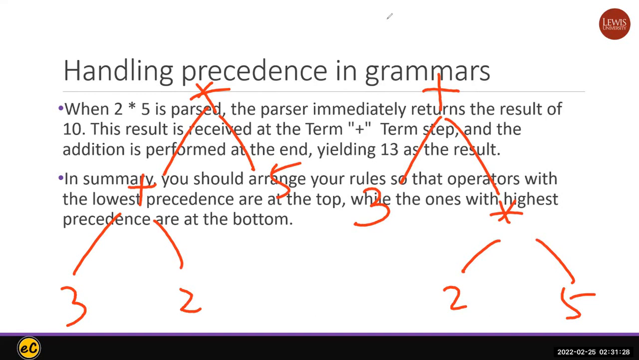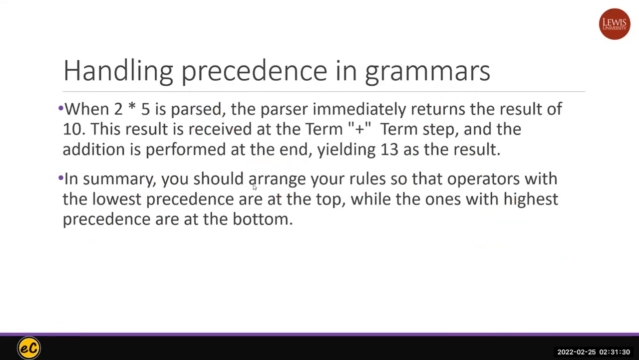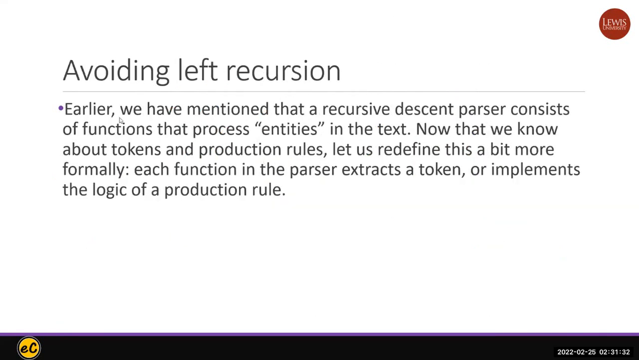So this is the difference between the grammar rule you need to pick up. Okay, pick up this precedence. Earlier, we mentioned that a recursive descent parser consists of functions that process entities in the text. Now that we know about tokens and production rules, let us redefine this a bit more formally. Each function in the parser extracts a token or implements the logic of a production rule, okay?